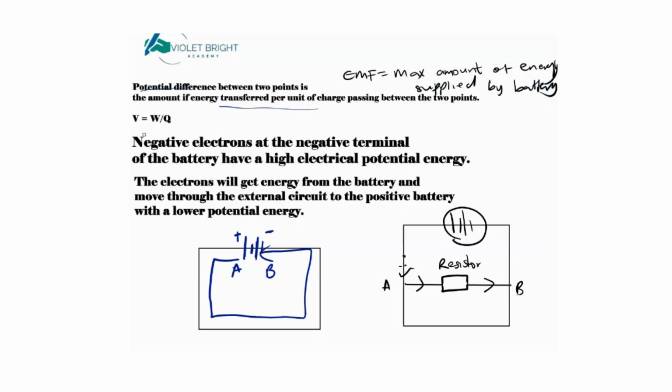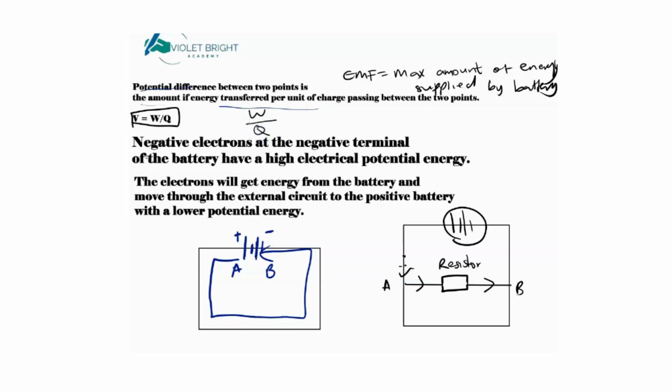So now this will be the formula that we'll be using. It's the work done over the charge. Because of the definition, the amount of energy transferred per unit charge between 2 points. Henceforth, it's the work done divided by the charge, which is the formula.